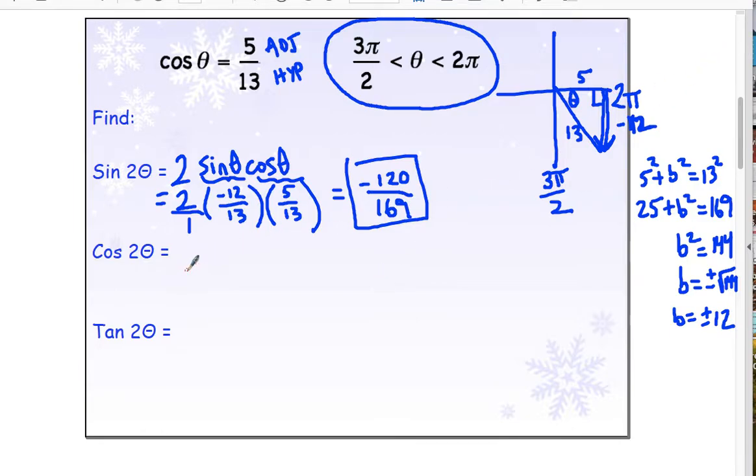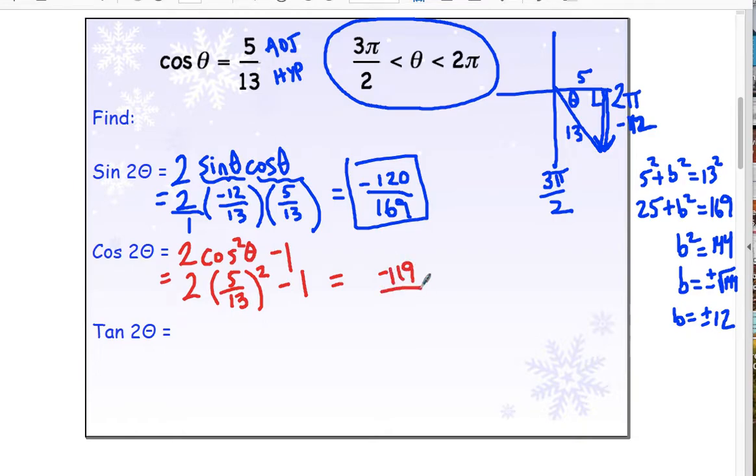For cosine 2 theta, we've got 3 different formulas we can choose from. It does not matter which one you choose. They will all get you the same answer. So I just feel like choosing the 2 cosine squared theta minus 1 formula. So that's what I'm going to go with. All right, cosine of theta is adjacent over hypotenuse, so it'll be 5 over 13, but we wanted cosine squared, so it'll be 5 over 13 squared minus 1. You could type all that in your calculator, and you'll get negative 119 over 169.